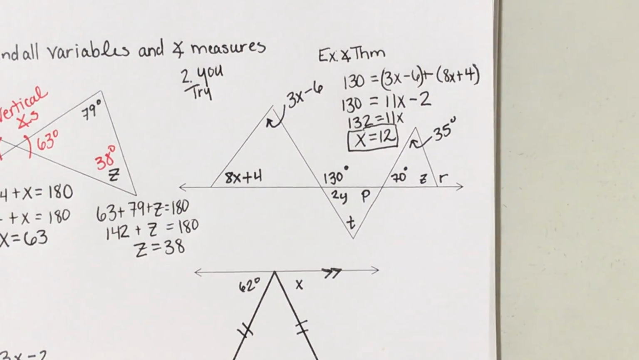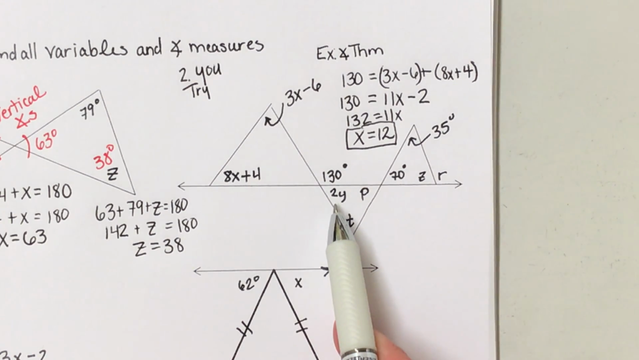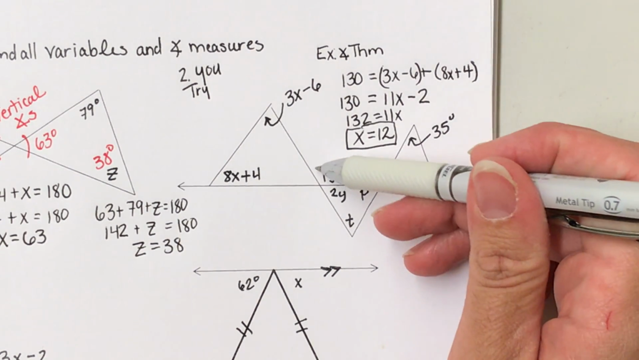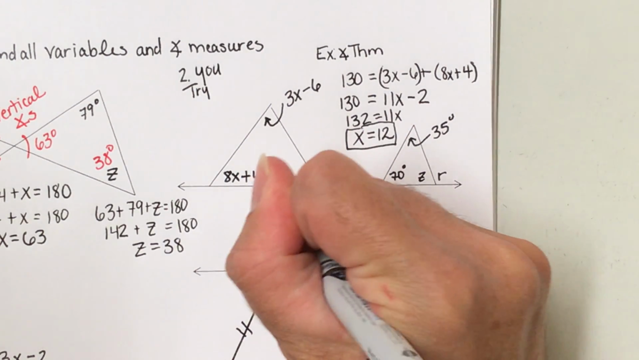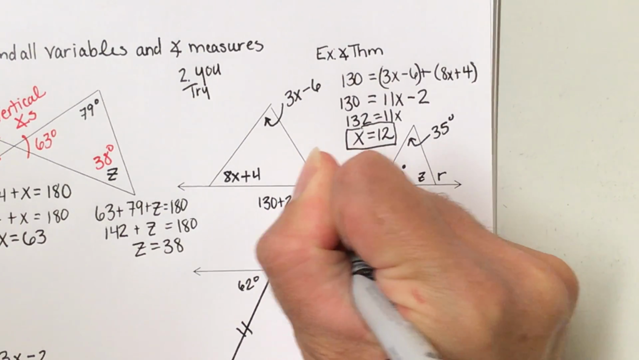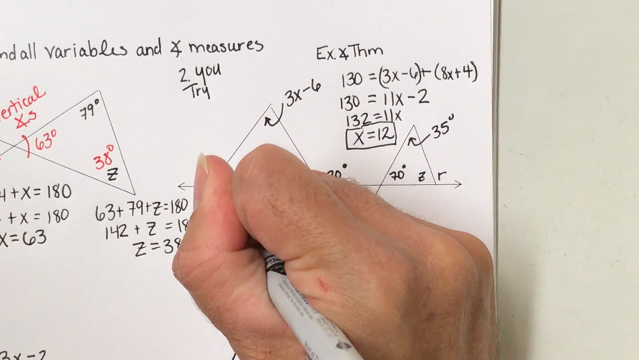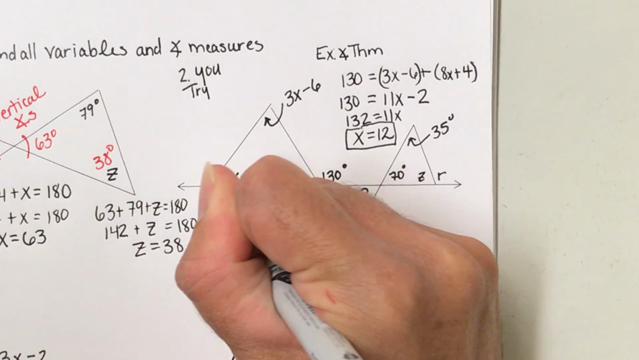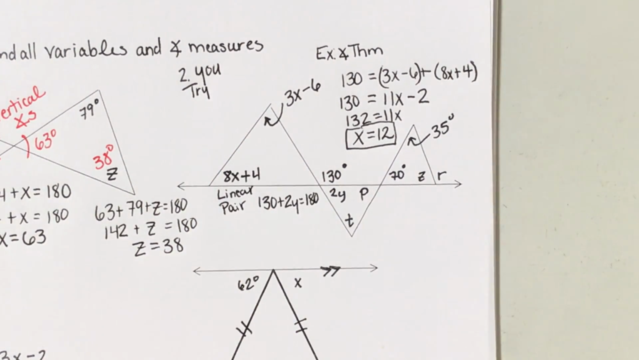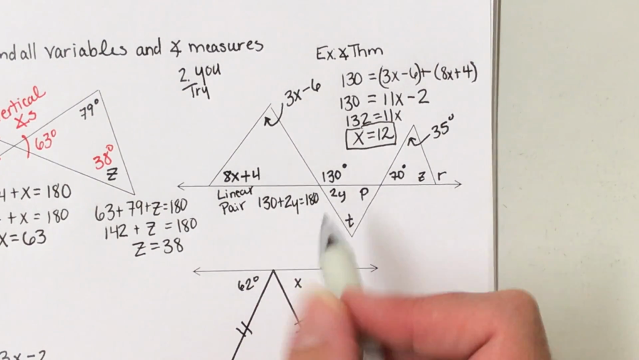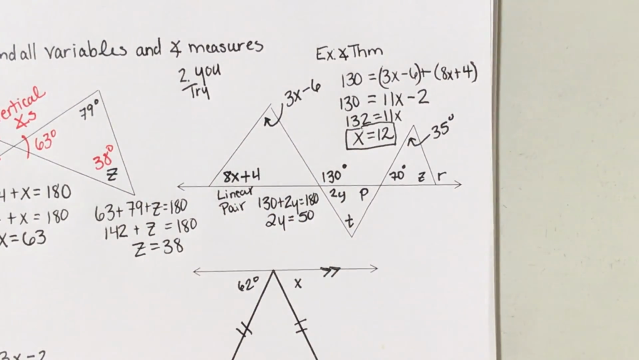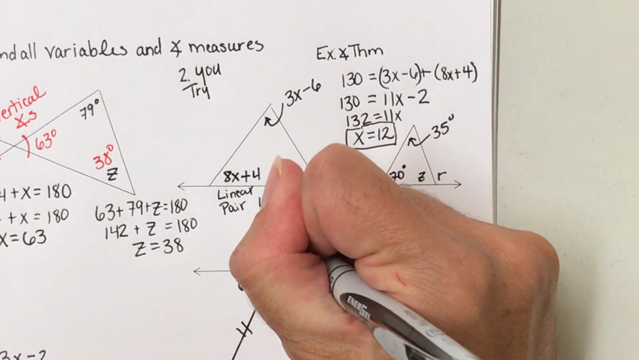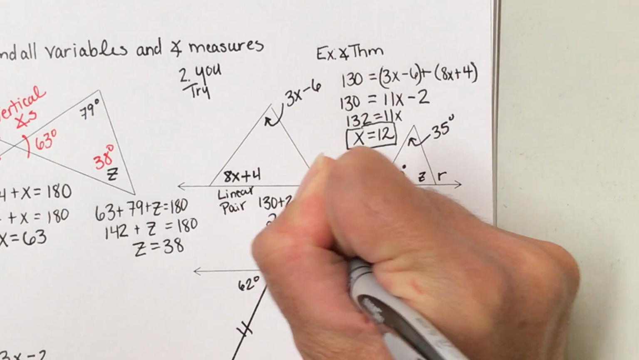Okay, so now I want to move on to y. Well, in this picture, I know that I have a linear pair. So I'm going to say that 130 plus 2y equals 180 because, again, I have a linear pair. So that means that if I subtract the 130 from the 180, 2y is equal to 50. So this angle measure here is 50 degrees. So what does that leave me with for y? y has a value of 25.